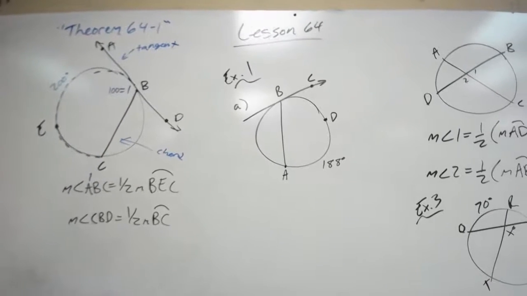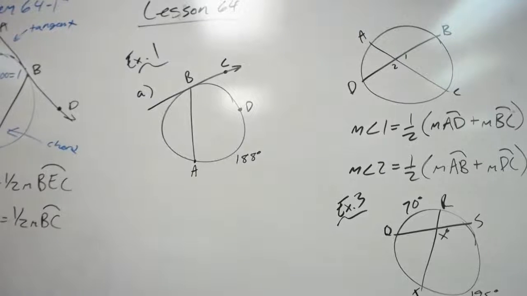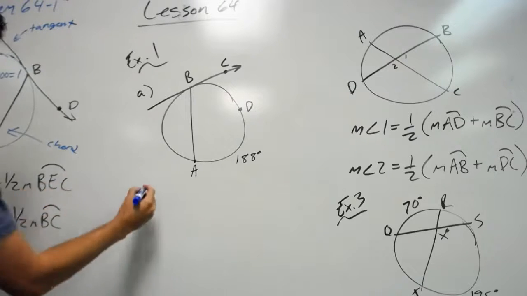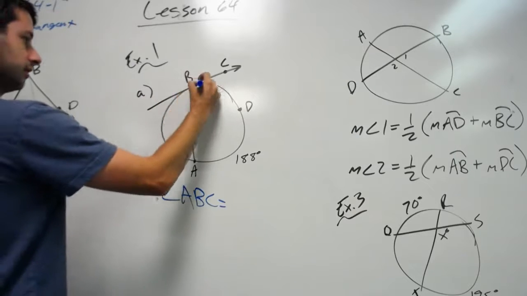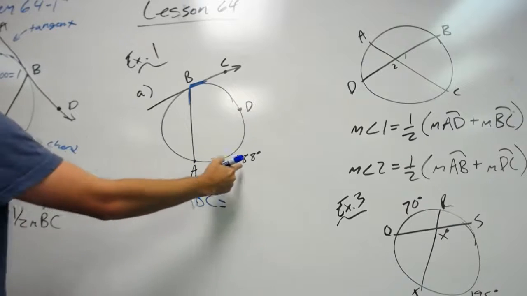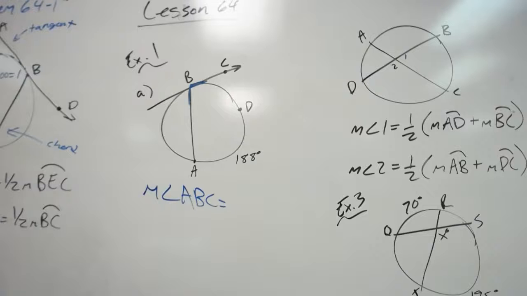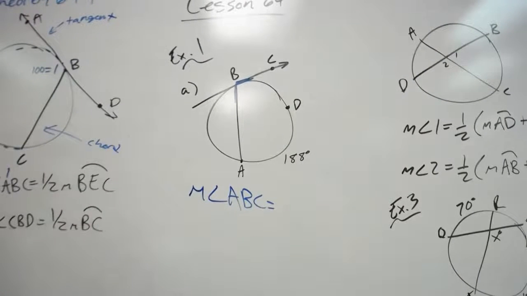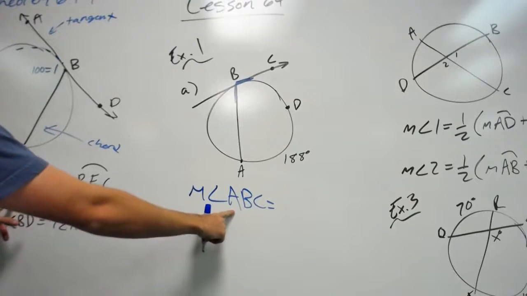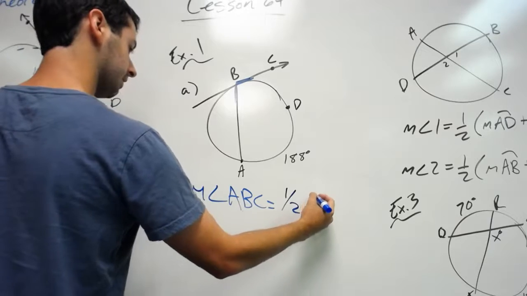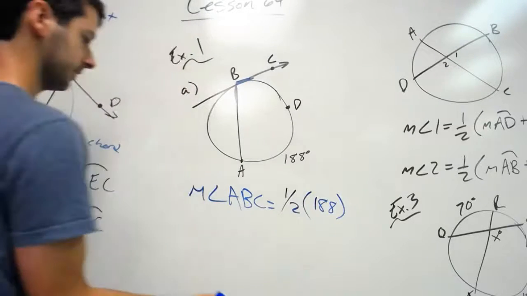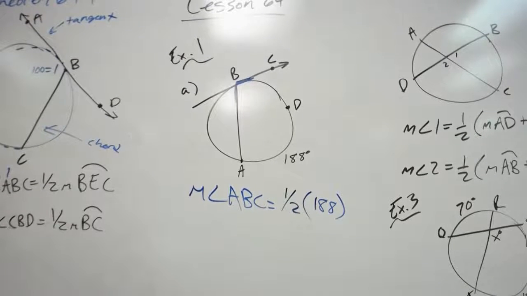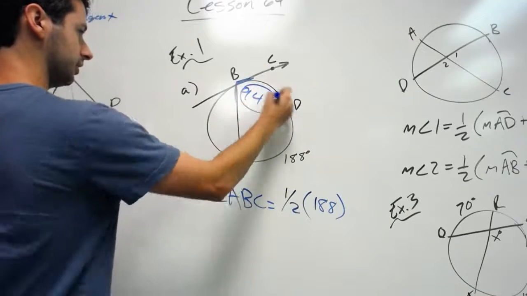So we'll do one practice problem. The math is really easy here. You just got to know the theorem. Example 1a, this is all we need to do. It says to find measure of angle ABC. So ABC is right here. That's what we're looking for. Well, we're given this arc is 188. And we know from our theorems that the measure of the angle is half of the arc that subtends it. The arc that subtends it is BDA, and we know its value is 188. So half of 188 would be 94. So this angle would be 94 degrees.